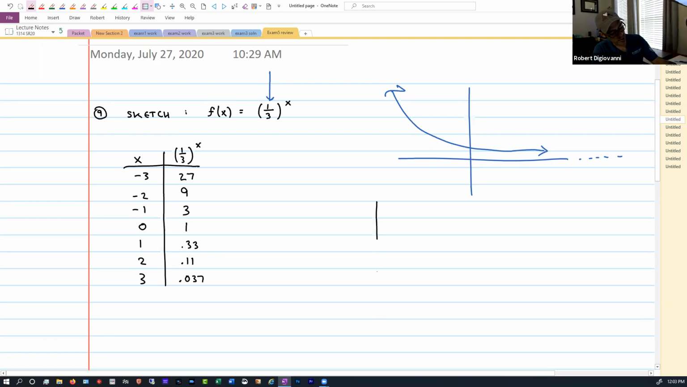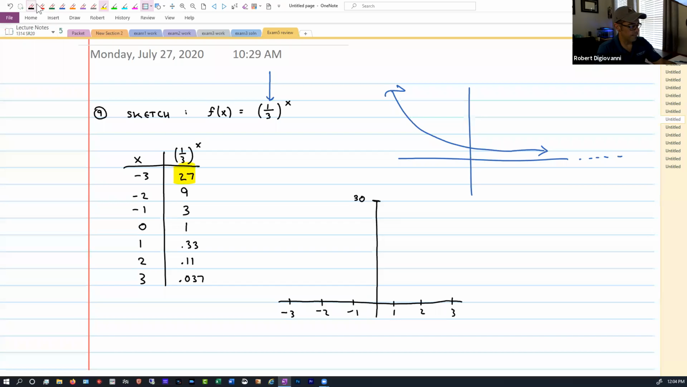So this time when I draw my graph, I have 1, 2, 3, and -1, -2, -3. This time my scale up here, I'm going to go, I think, up to 30, because the highest number I see here is 27. So I'm going to go to 30 there. And that means that's like 15. We can count by 5, 10, 15, 20, 25, 30.